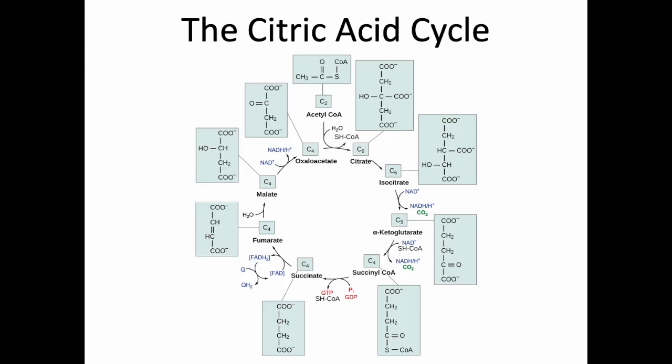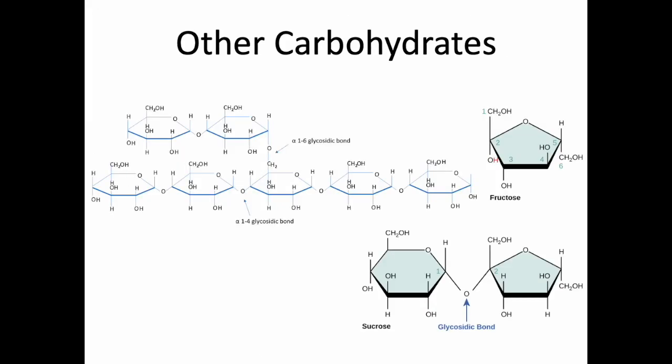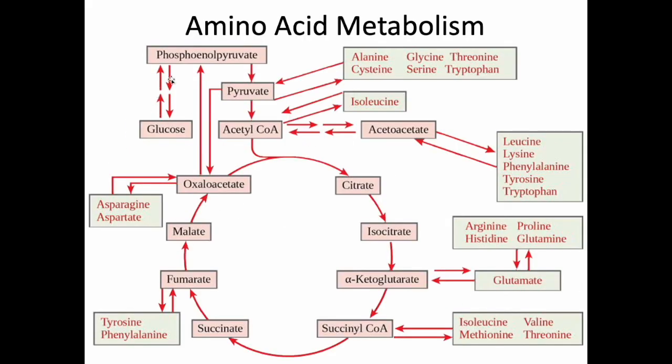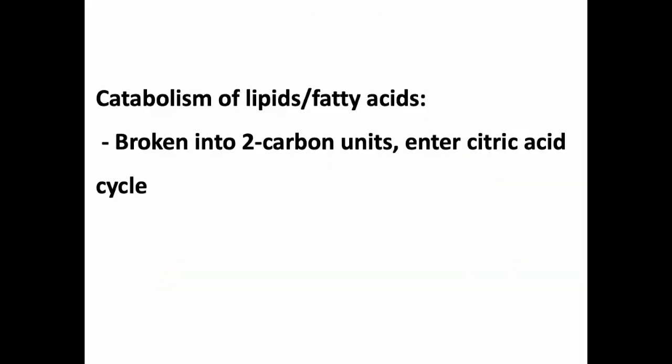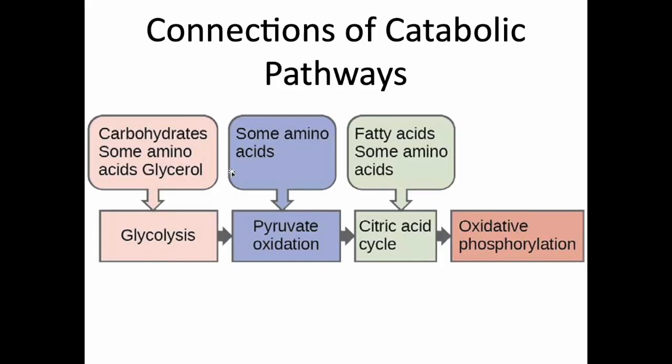So again, we're not inventing some brand new pathway to deal with these different sources of energy, these things other than glucose. We're just sending them into the same pathway we have. They just enter at a slightly different point. So lipids and fatty acids are broken into 2 carbon units, and then they enter the citric acid cycle, and business as usual. Here's an overview of all of this.